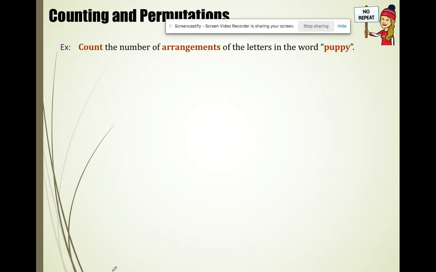Wait, is this the same question? Count the number of arrangements, and remember, arrangements means permutations, which means no repeating, of the word puppy. Isn't this just 5 factorial? No, that's not right. Why is this incorrect? Can you think why?